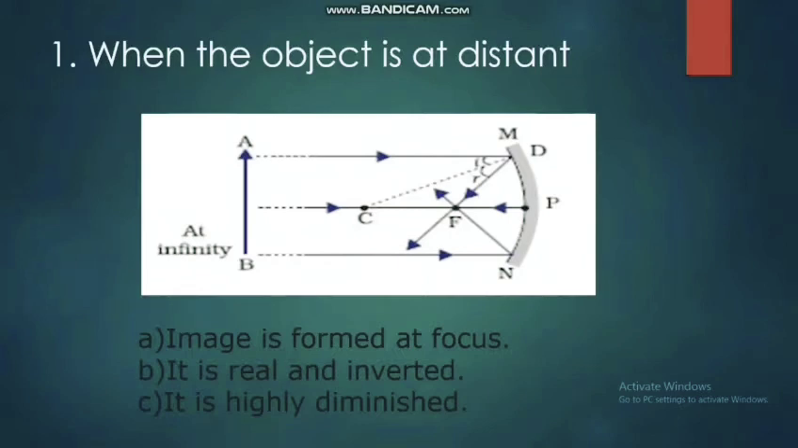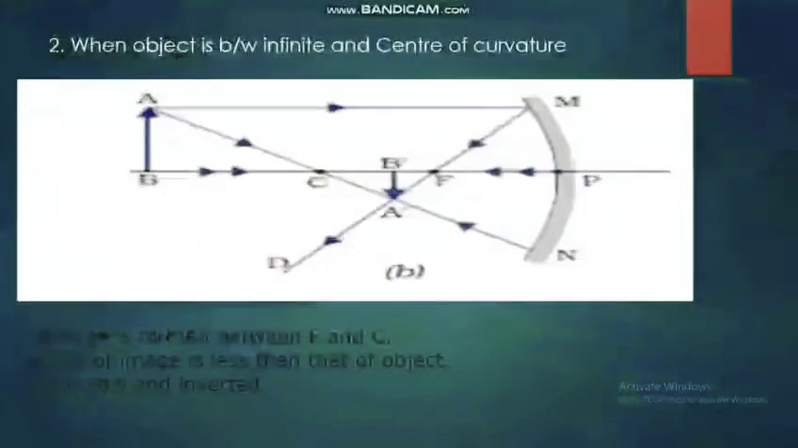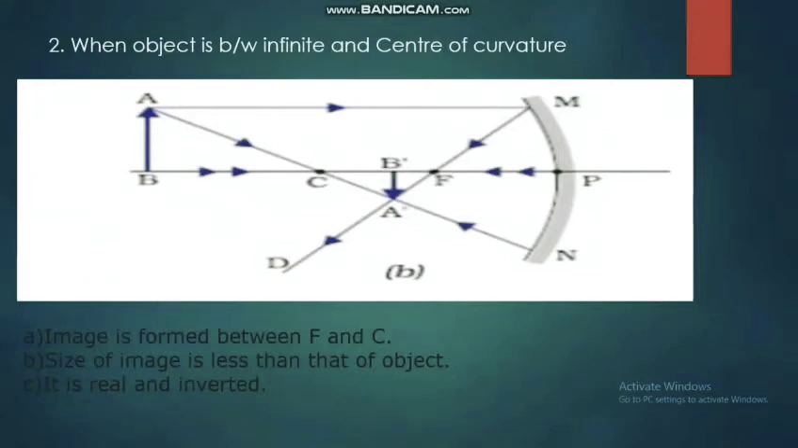The light rays coming from it become parallel to the principal axis, and after being incident on the spherical mirror, just like a concave mirror, they bounce back and meet at a fixed point called F. That's why we can conclude that the image is formed at the focus, the points A and B. It is real and inverted, and it will be highly diminished.